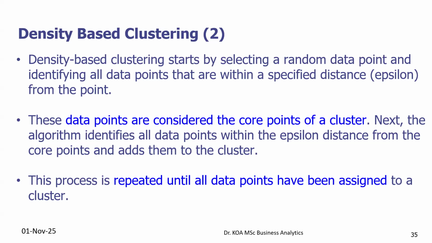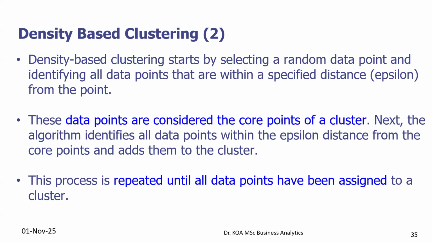You start by selecting a random data point, not going step by step, but you select a random data point. You identify all the data points that are within the specified epsilon, or the specified region, of that random data point. Then these data points are now considered the core points of a cluster.